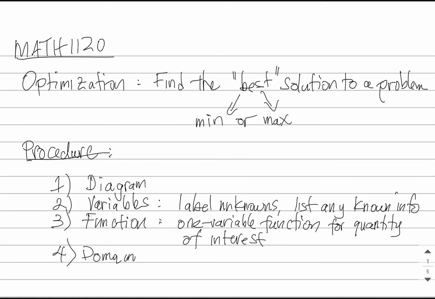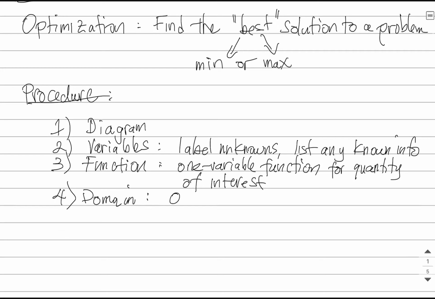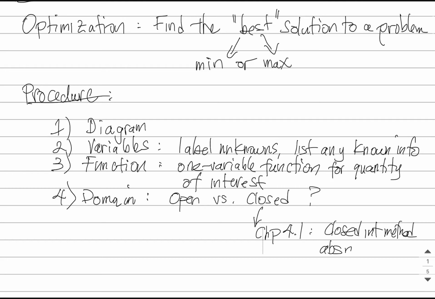An important part of the solution process is understanding the domain of your function. And what's important here is: is the domain an open or closed interval? If it's a closed interval, we can use the ideas from chapter 4.1 and the closed interval method to figure out an absolute minima or maxima. If we have an open interval or even an infinite open interval, we need a new idea to find the minima and maxima. I'll mention that in just a moment.